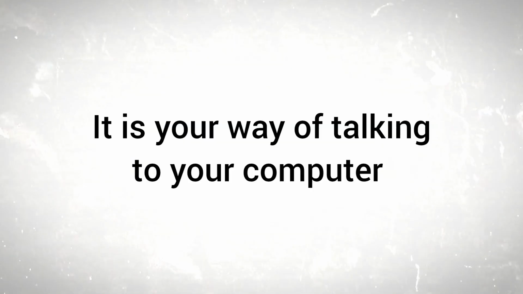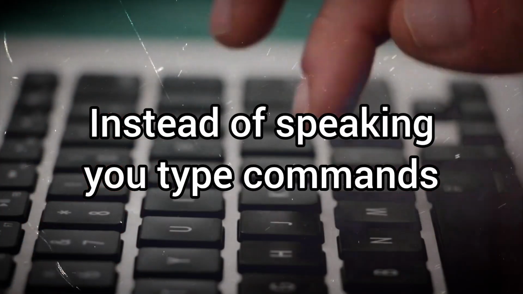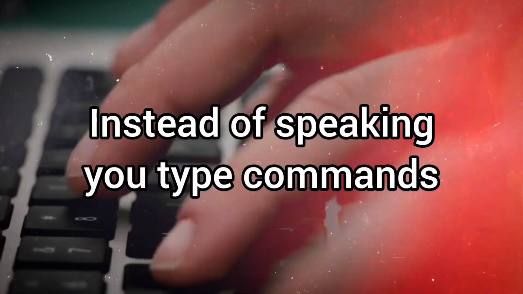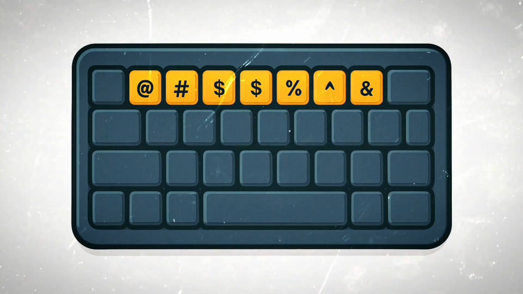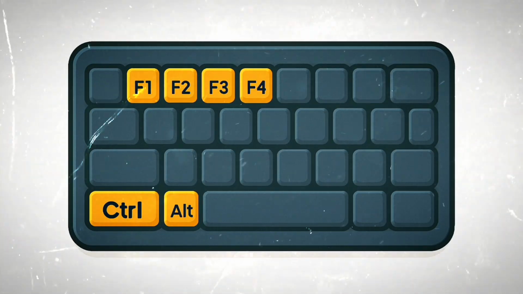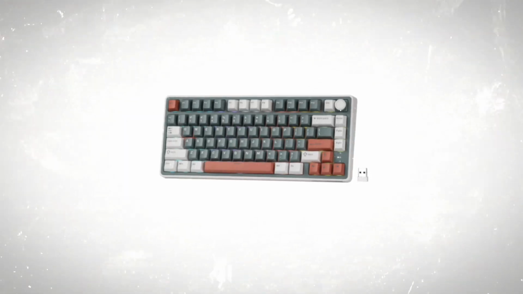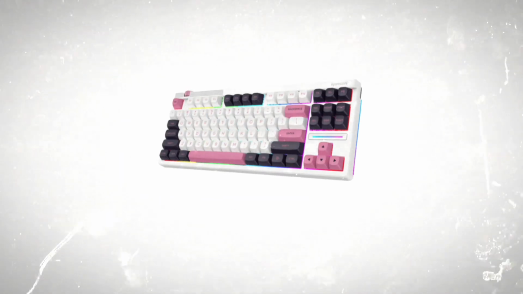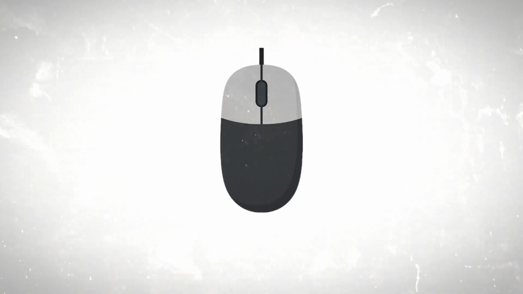Keyboard. The keyboard is like your way of talking to the computer. Instead of speaking, you type commands, words, and shortcuts that the computer understands. It has keys for letters, numbers, symbols, and special functions like control, alt, or function. There are many types of keyboards such as wired, wireless, ergonomic, and mechanical, and each one is made for different needs and comfort levels.